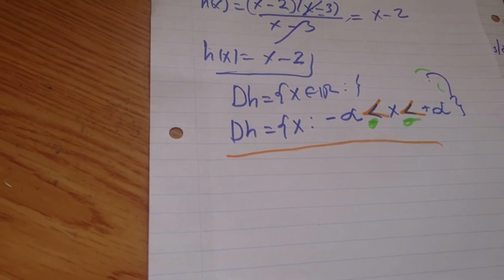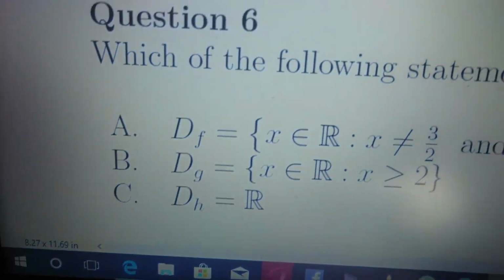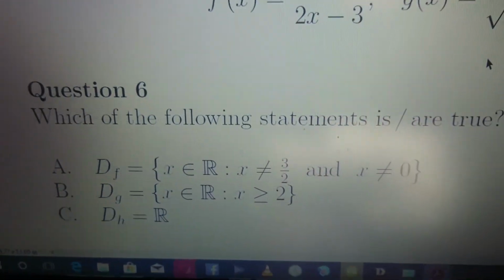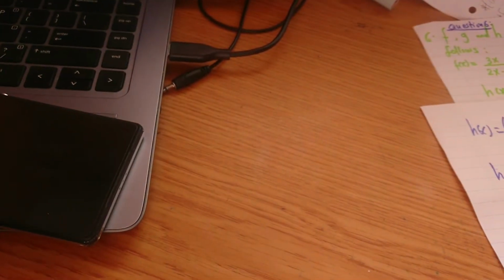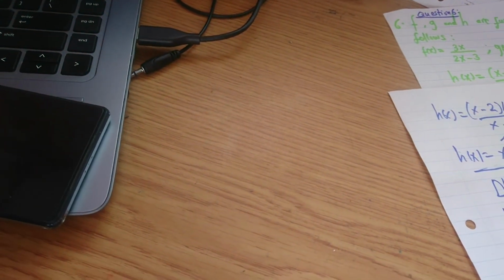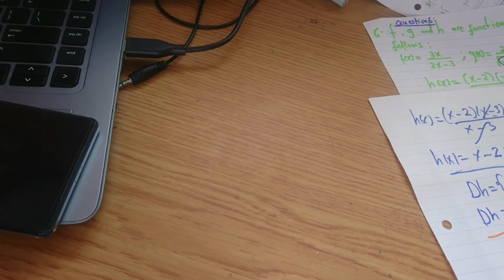So we go to question number 7. Now let's go to the options. You see, option C is true. So for question 6, only C is true.